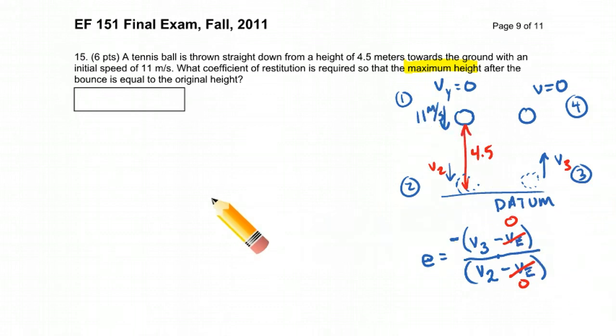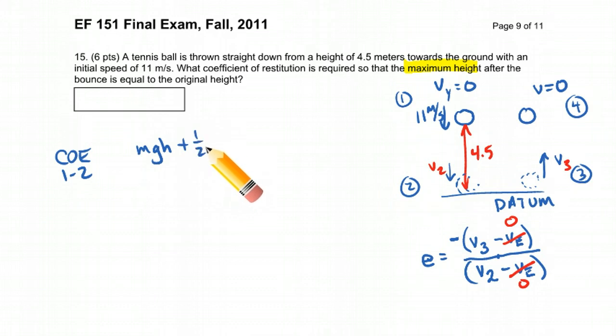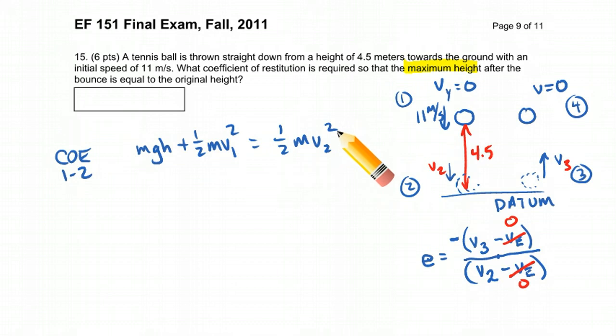So we use conservation of energy between state 1 and 2, where the ball is just going downward. COE between 1 to 2. And we'll have some initial gravitational potential energy, mgh plus 1/2 mv1 squared is going to be equal to our final kinetic energy, 1/2 m v2 squared. So we can solve for v2 in this equation. The m's cancel out.